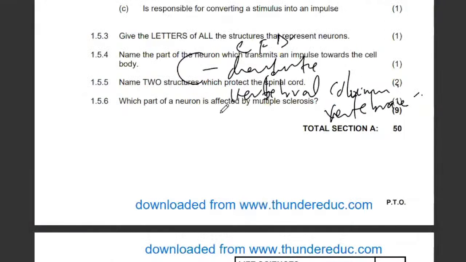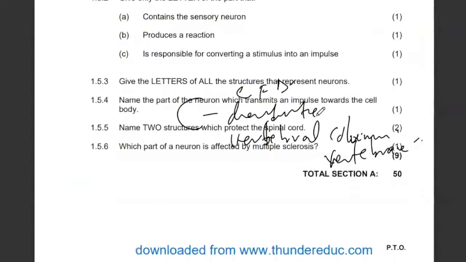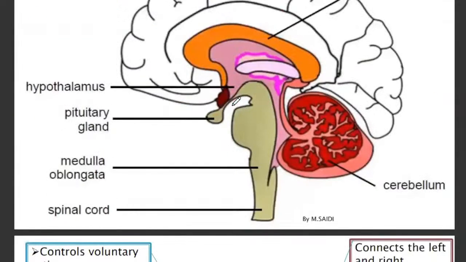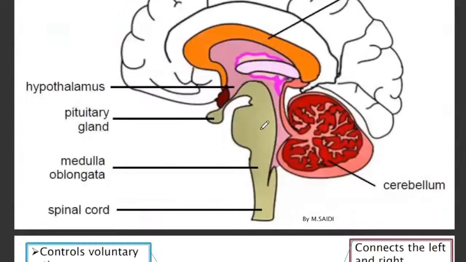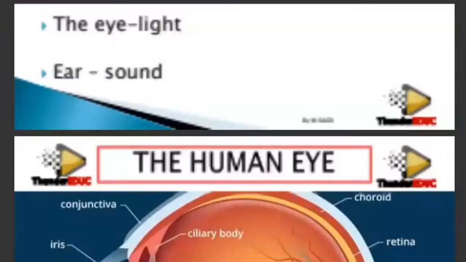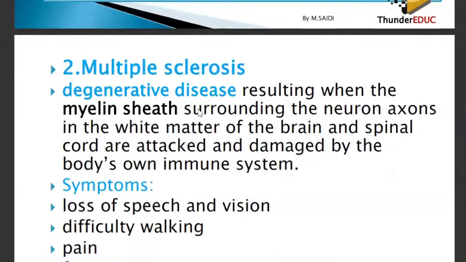Which part of the neuron is affected by multiple sclerosis? Here we know that in multiple sclerosis there is damaging of the myelin sheath. So it's this, and that is the answer. It's being indicated there, and even highlighted in bold.